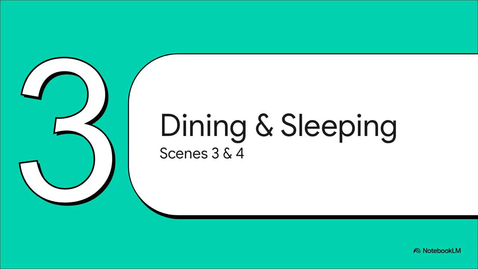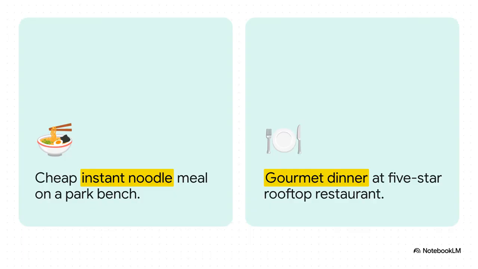Section 3. Dining and sleeping extremes. So, he's survived the crowded bus, but where is he actually going to eat and sleep tonight? For dinner, our budget traveler is eating a cheap instant noodle meal on a park bench. Interestingly, the prompt notes he looks amazed but happy. Contrast this with the luxury traveler, who is enjoying a gourmet dinner at a 5-star rooftop restaurant. The prompt explicitly demands ultra-realistic food details and a dramatic sunset over the city skyline, so the sensory details are absolutely maximized for both extremes of the dining experience.